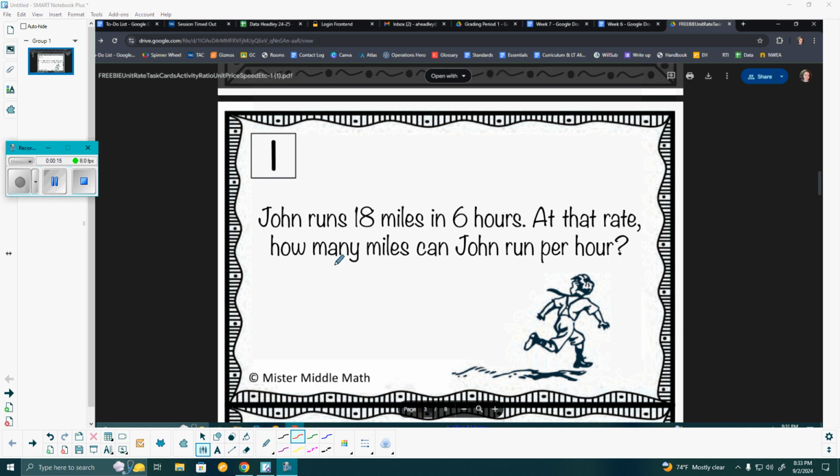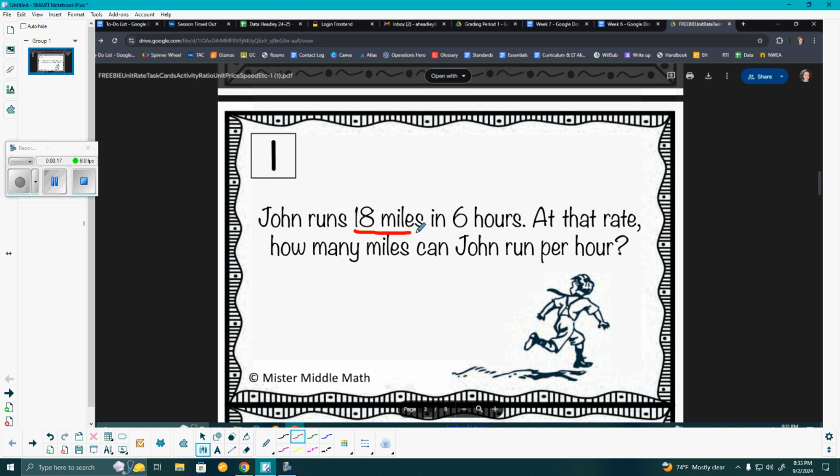My first problem is John runs 18 miles in 6 hours. At that rate, how many miles can John run per hour? Here we're going to be calculating a unit rate, which means per one. We're going to be comparing miles to hours.